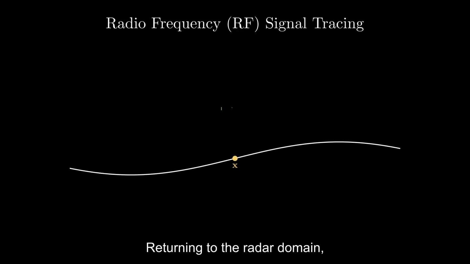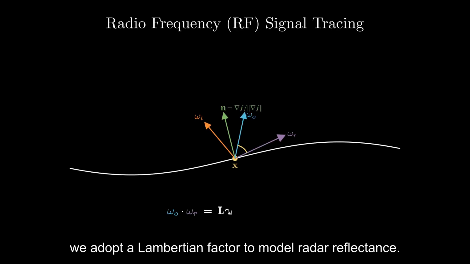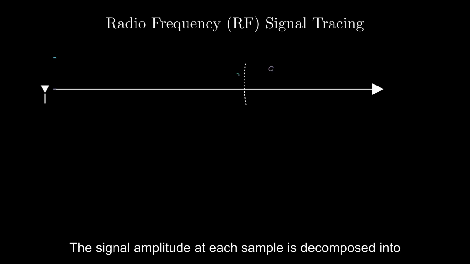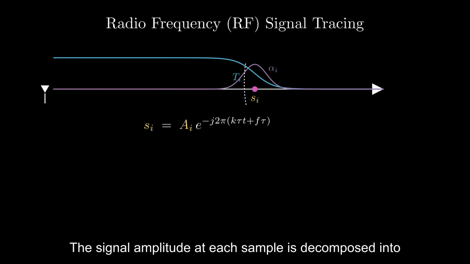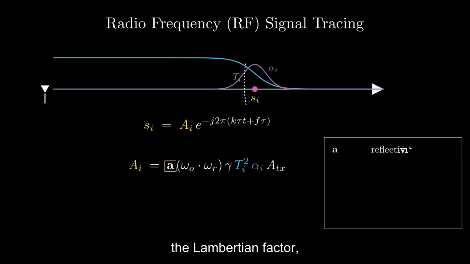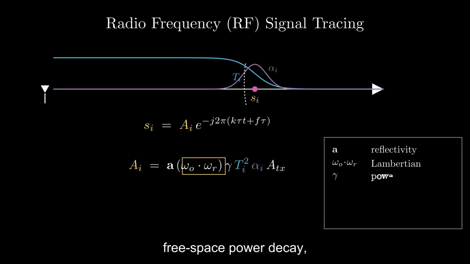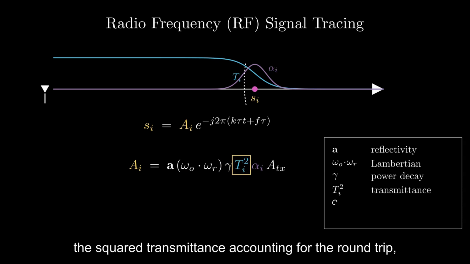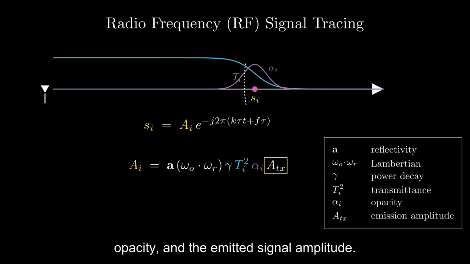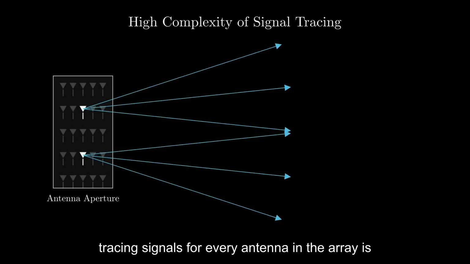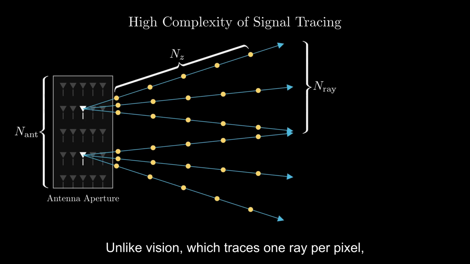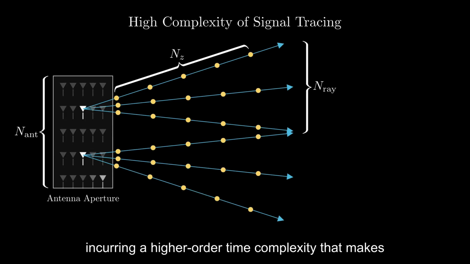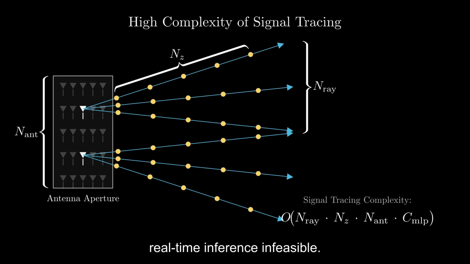Returning to the radar domain, we adopt a Lambertian factor to model radar reflectance. The signal amplitude at each sample is decomposed into surface reflectivity, the Lambertian factor, free space power decay, the squared transmittance accounting for the round trip, opacity, and the emitted signal amplitude. However, tracing signals for every antenna in the array is computationally prohibitive. Unlike vision, which traces one ray per pixel, radar must sample many rays per antenna, incurring a higher-order time complexity that makes real-time inference infeasible.